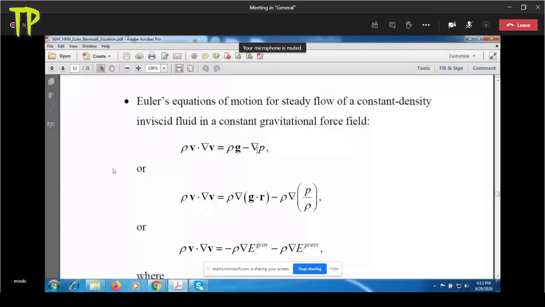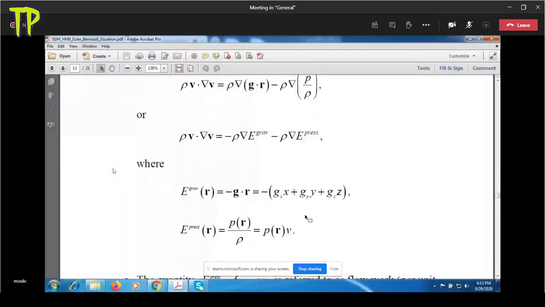Now, if g is a constant acceleration vector, then we have seen that you can write it as grad of g dot r. And this term also, if density is a constant, I can divide by density and multiply by density, and write it as minus rho grad of p upon rho. So what I've done is I've introduced two functions. I'm calling E with the superscript GRAV, for gravity, the gravitational potential energy per unit mass. So this is minus g dot r.